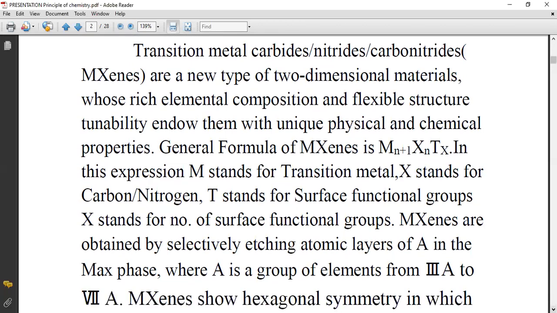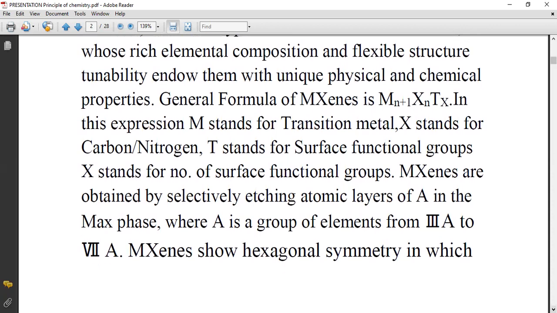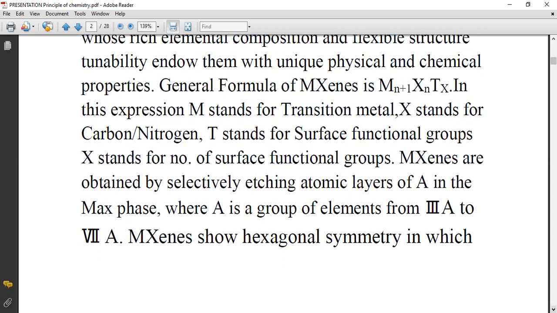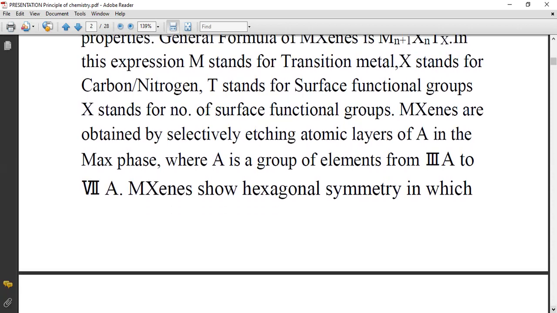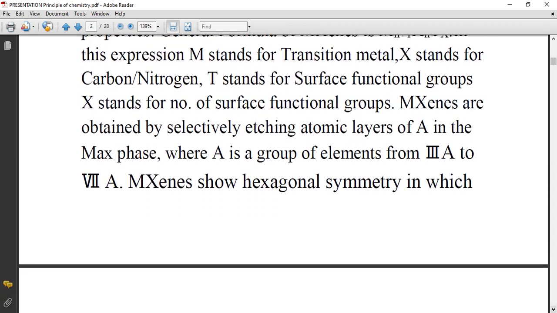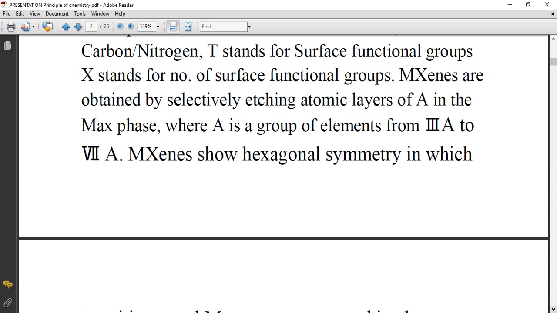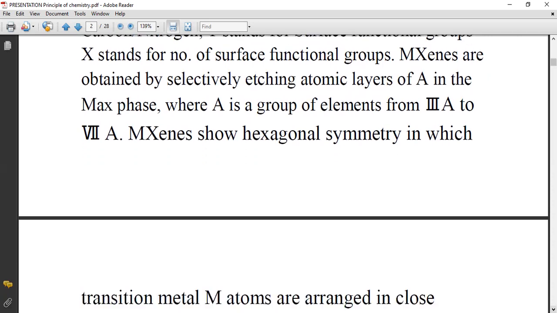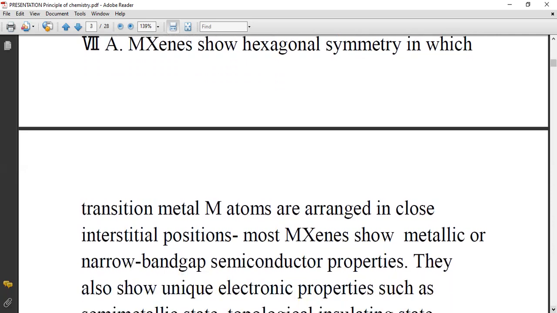The general formula of MXene is given in this expression. M stands for transition metal, X stands for carbon or nitrogen, T stands for surface functional groups, and x stands for the number of surface functional groups. MXenes are obtained by selectively etching atomic layers of A in the MAX phase, where A is a group of elements from group 3A to 7A.